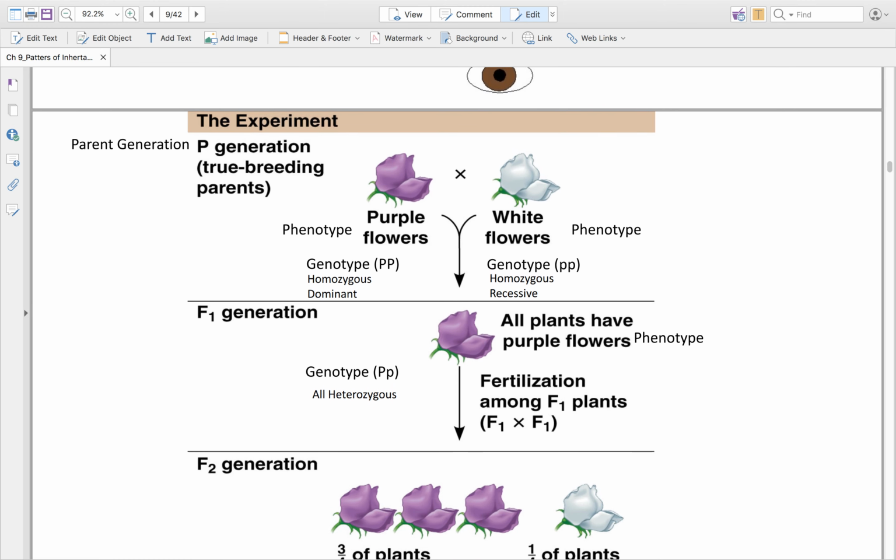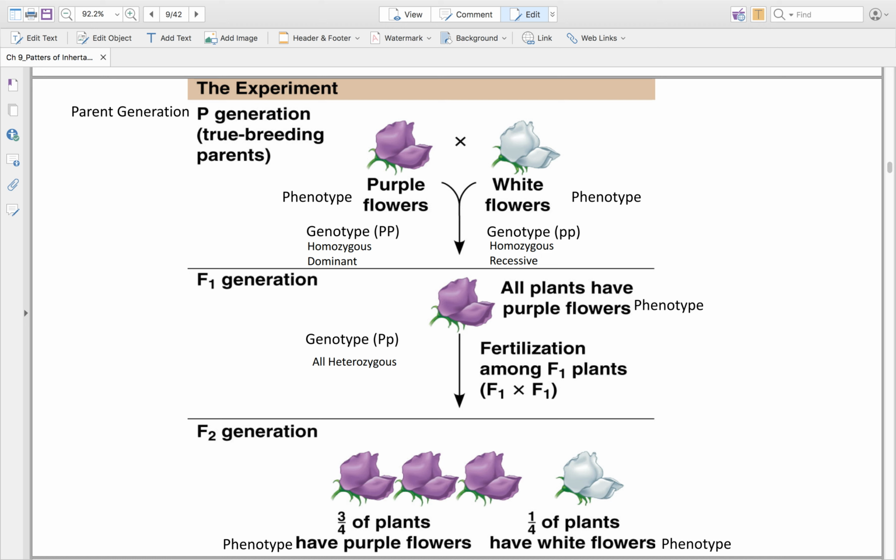Okay, so let's go back to Gregor Mendel. What did he do that was so important? What he did was this. He took two flowers from the pea plant, purple and white. These are pure purple flowers, and these were pure white flowers. He called this the parent generation, and he also called them true breeding. The phenotype is purple for this parent. The genotype is homozygous dominant, so capital P, capital P. The phenotype is white, and the genotype is lowercase p, lowercase p, or homozygous recessive.